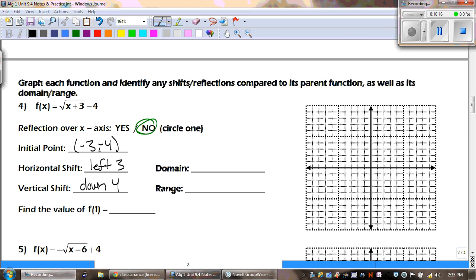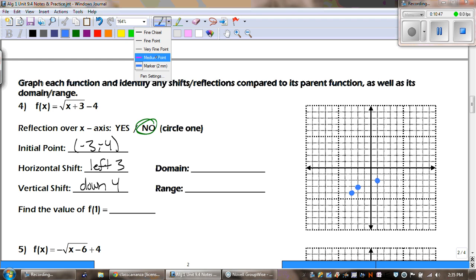Okay, so is there a reflection? No. Our initial point is -3, -4. And for the shift, we would go left 3 and down 4. So the next part now is to graph it. So I'm going to start this at -3, -4, and now I'm going to follow my pattern. Okay, I go up 1, right 1, and up 1, right 3. Okay, and then we're going to draw the line.